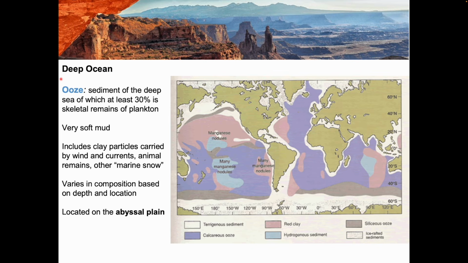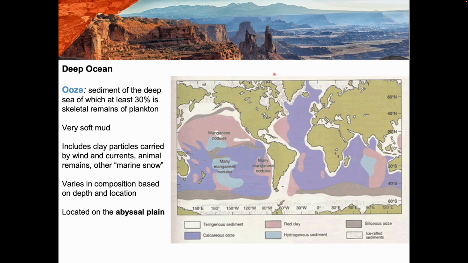In the deep ocean or abyssal plain, we call the sediments ooze, and that is our new featured word for this lecture. Ooze is the sediment of the deep sea, of which at least 30% is the skeletal remains of plankton. It is very soft mud and clay. This includes clay particles carried by wind and currents, animal remains that have settled out of the water column, and other debris that we call marine snow that settles out of the water column. Ooze varies in composition based on the depth of the water and its location on the planet.